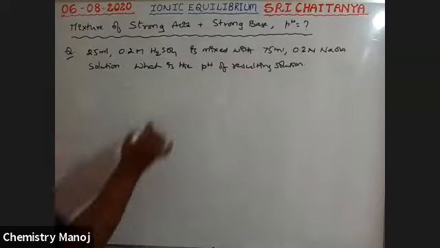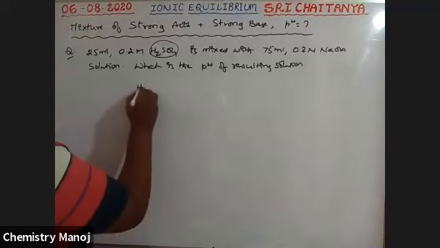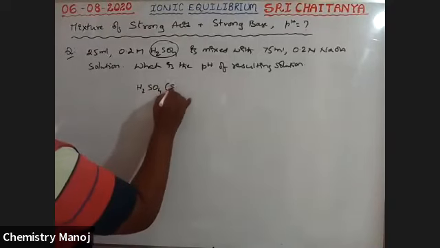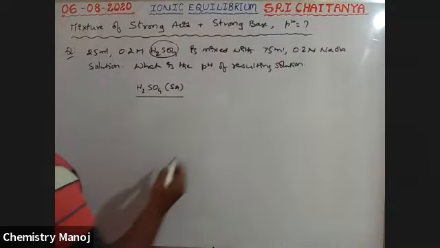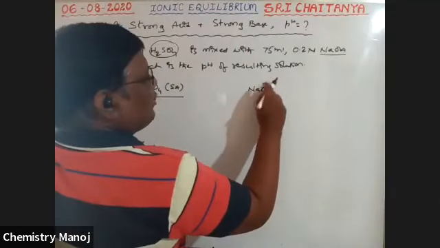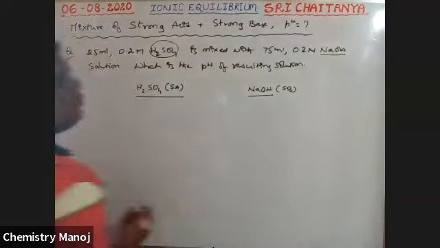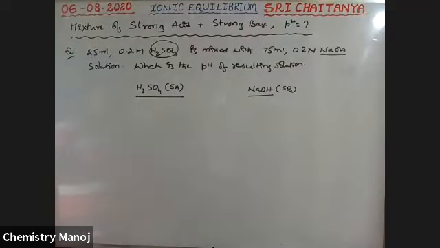See, boys, here H2SO4 is given to you. Therefore, H2SO4 is a strong acid. Next, NaOH is given to you, that is a strong base, my dear boys.